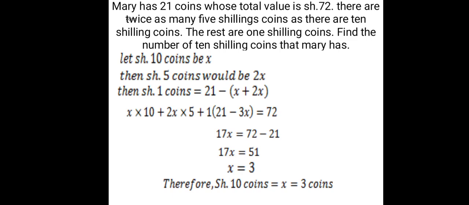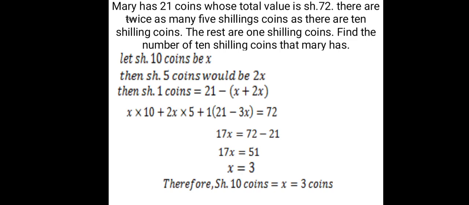Mary had 21 coins whose value was 72 shillings. There are twice as many 5 shillings coins as there are 10 shillings coins. The rest are 1 shilling coins. Find the number of 10 shillings coins that Mary has.